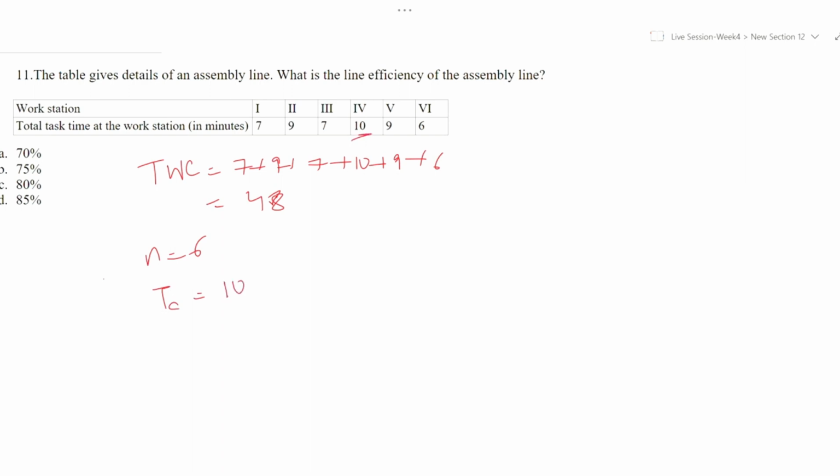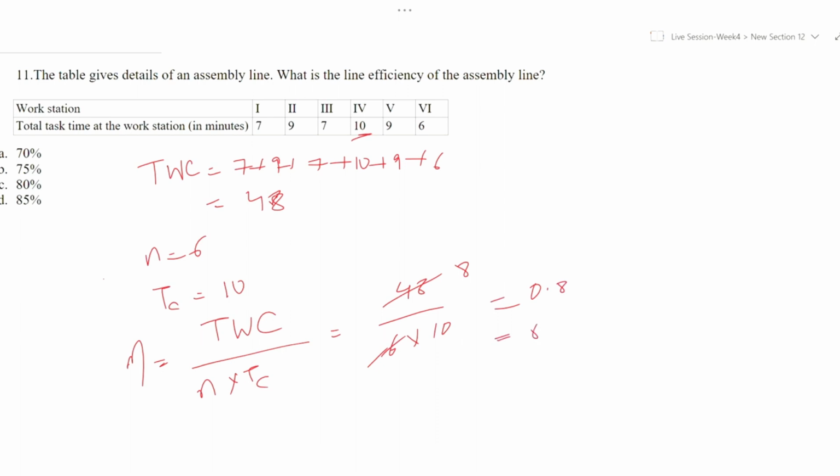Now line efficiency is equal to TWC by N into TC, which is 48 by 6 into 10. This becomes 0.8, which is equal to 80%. So your correct answer is 80%. Moving to the next question.